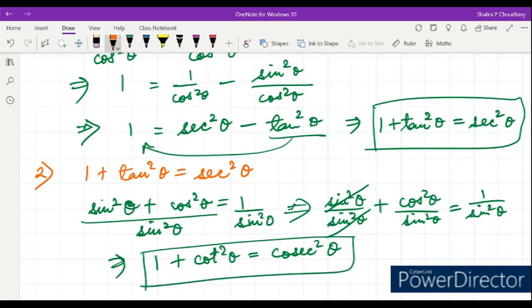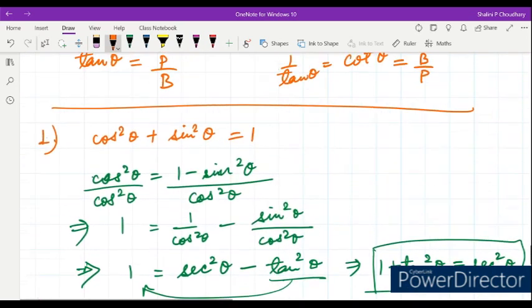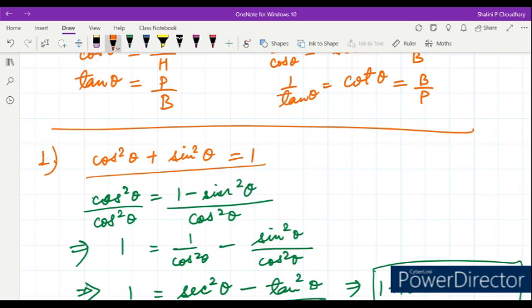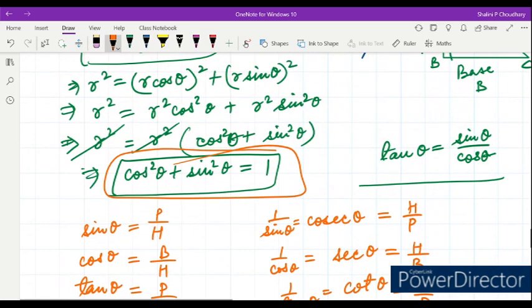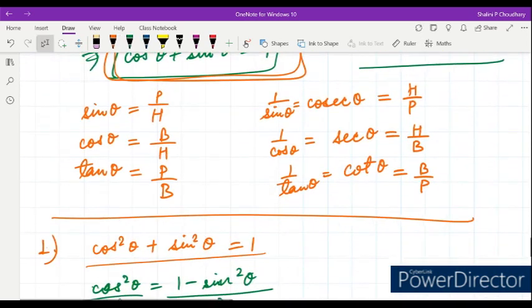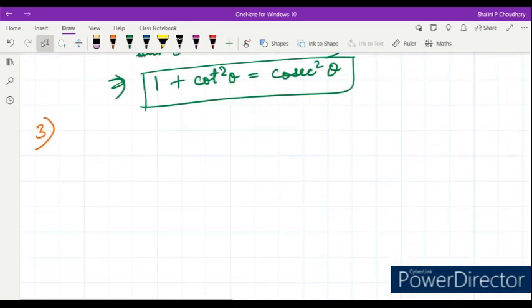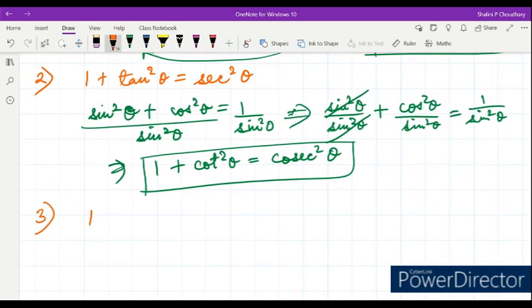It means formula number 3 we can write here. See, all the formulas that we will be deriving are from this one only, right? And this one from where we got? We got it from coordinate geometry and the Pythagoras theorem, using the concept of Pythagoras theorem. Okay, so now what formula we got? 1 plus cot square theta will be equal to cosec square theta, right?